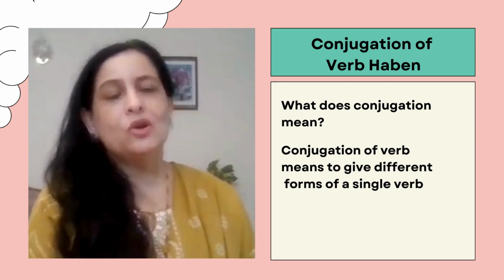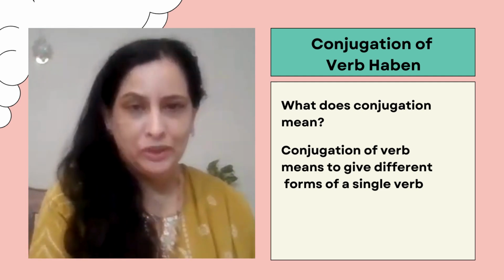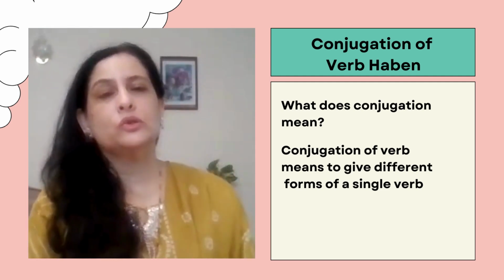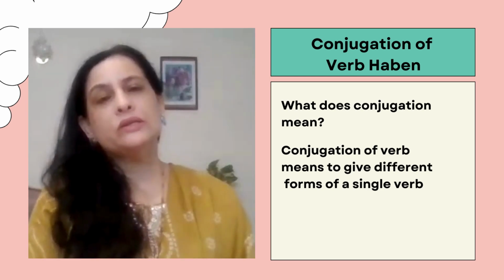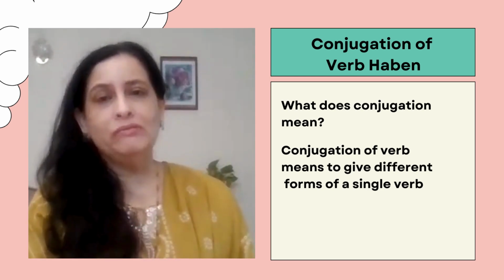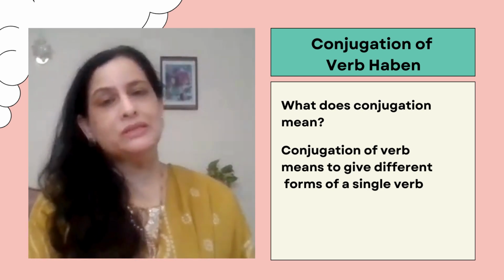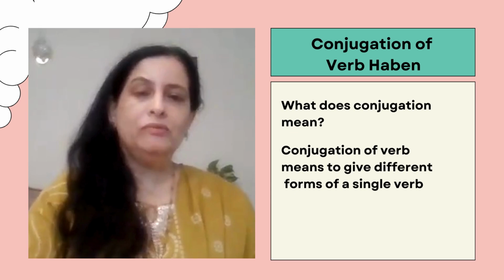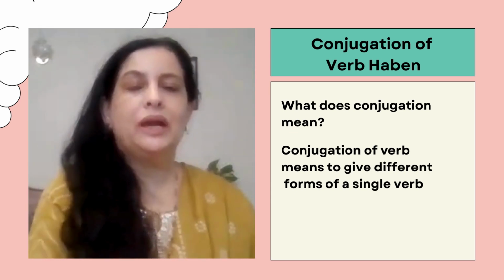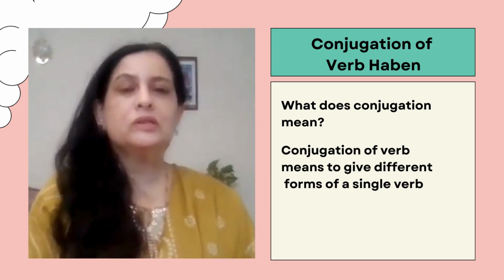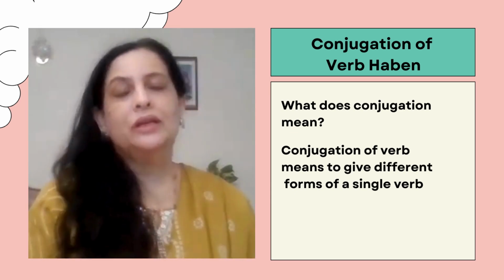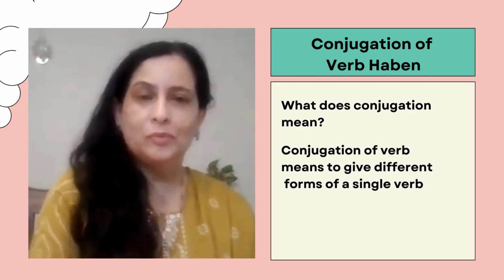Today we'll see conjugation of verb haben. Okay, so what does conjugation mean? Conjugation of a verb means to give different forms of a single verb. So today we'll see verb haben and how the conjugation of verb haben happens with the personal pronouns.